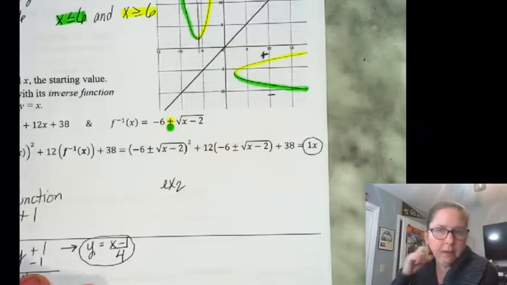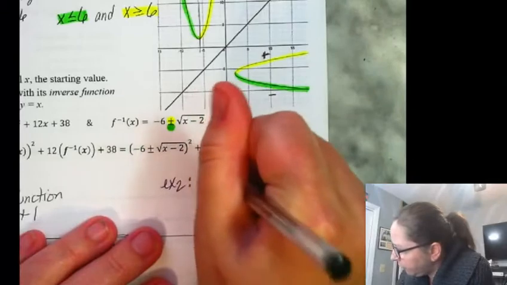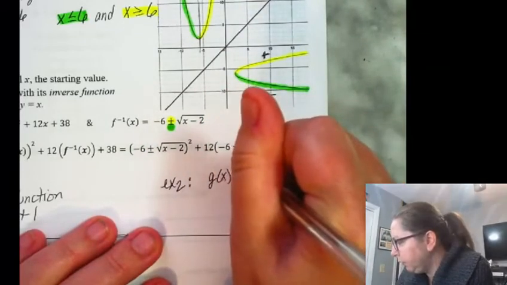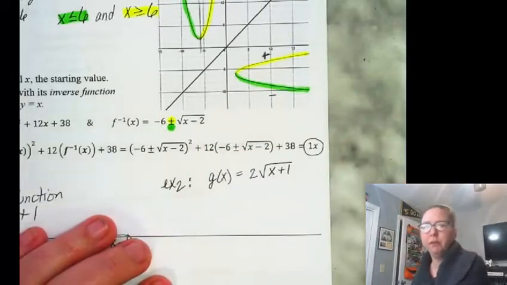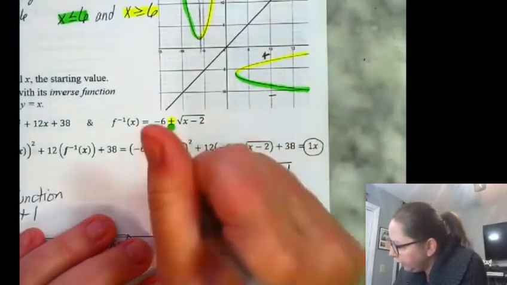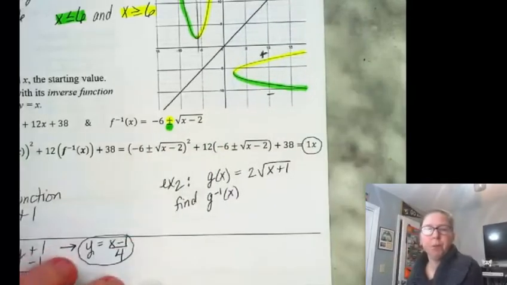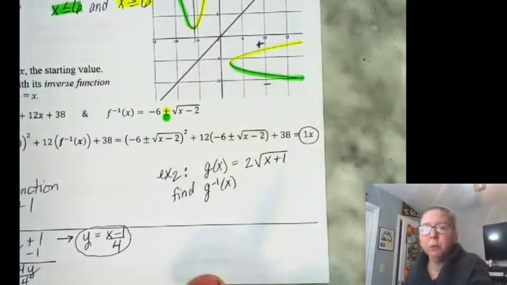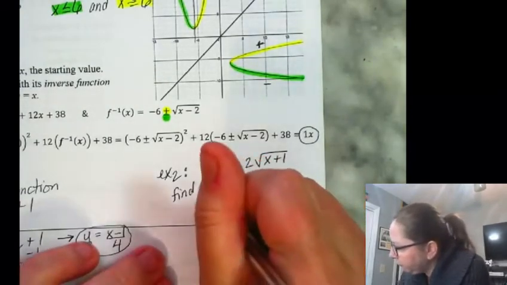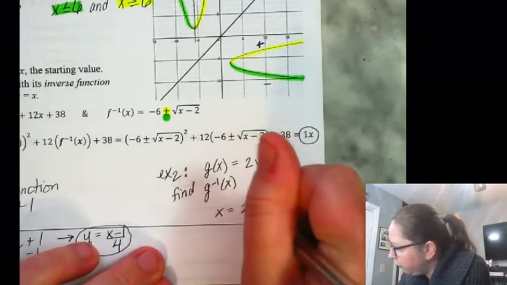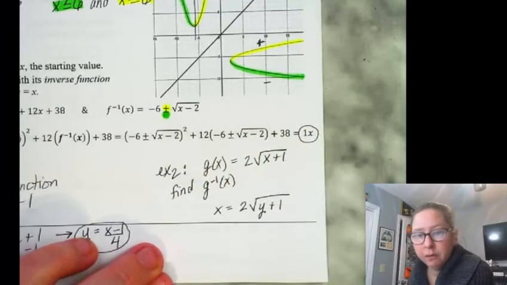So let's now find the inverse. Let's see, I'll say g of x equals 2 times the square root of x plus 1. So find the inverse function of g of x. Here's what we're going to do. We're going to swap these around. So now I'm going to have x equals 2 square root of y plus 1. And now I'm ready to solve.